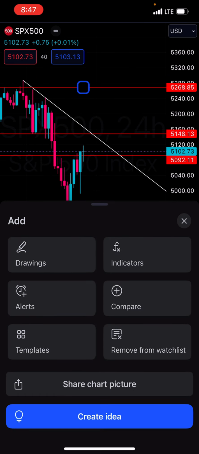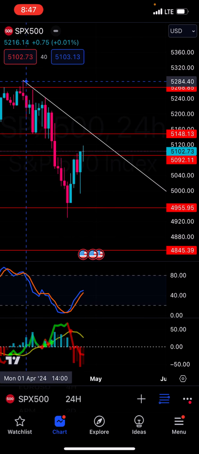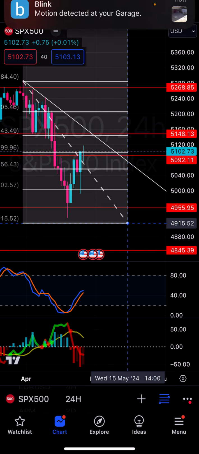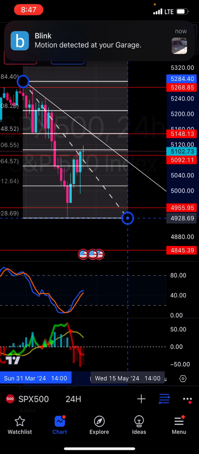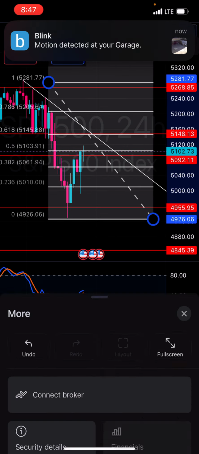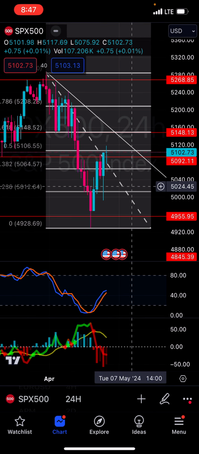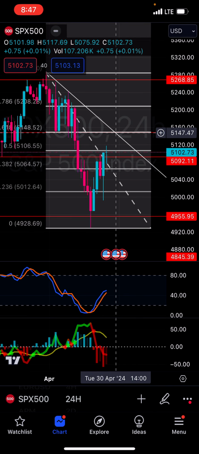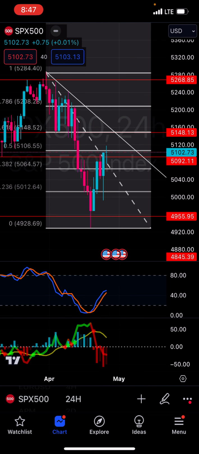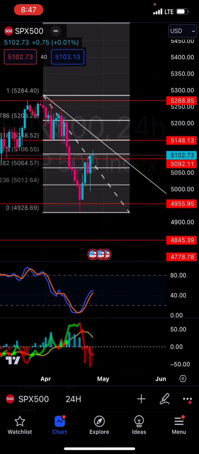Oh, wait. Other way, actually. From high to low, we're looking at... Whoops. We're looking at a golden pocket. Look at that, a 618 golden pocket retrace on the fib. This is exactly what I would deem as essentially a perfect divergence, right?